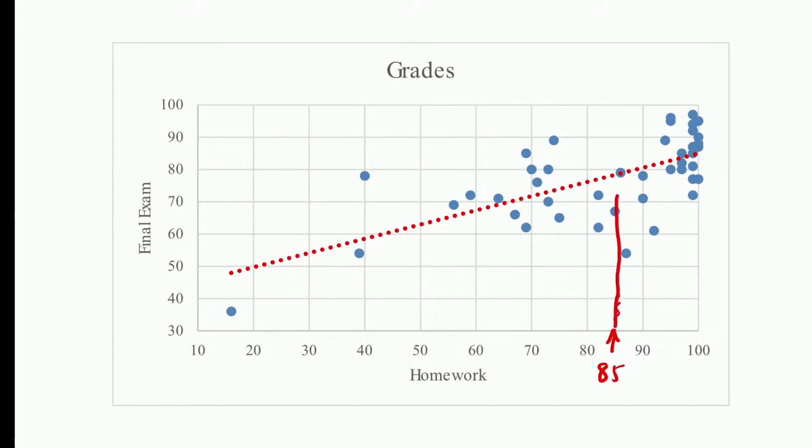Here we go up here, and it looks to me like that. I'm not using that dot. I know that there's a blue dot right above the 85. I should have picked somewhere else. But I'm using the red line. That red line seems to predict that the person who got an 85 on their homework would get something like a 78 on the final exam. So maybe I could just give them a 78 and call it a day.